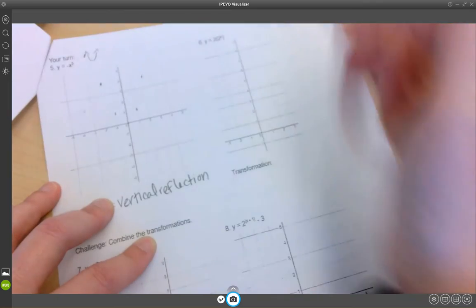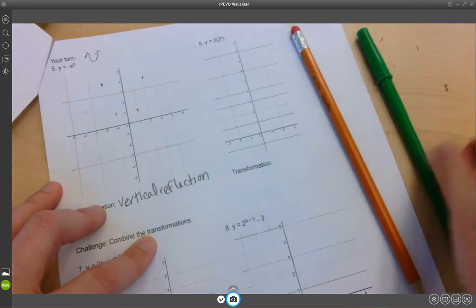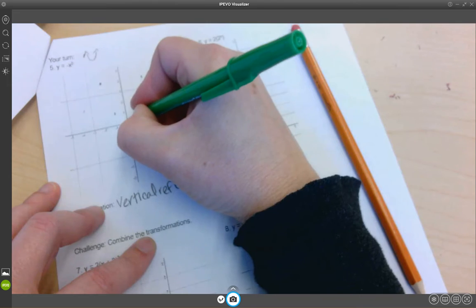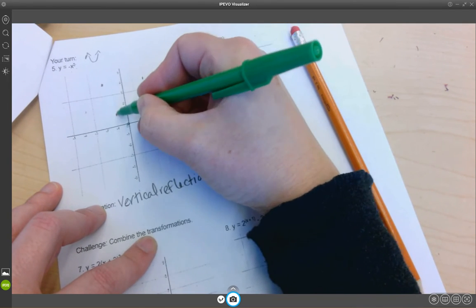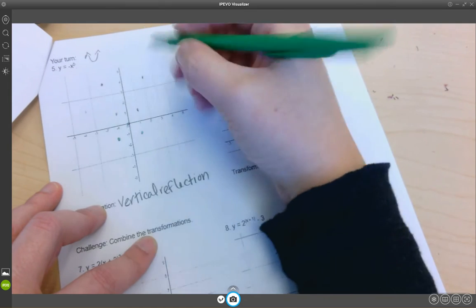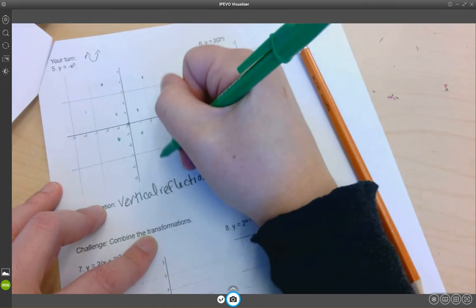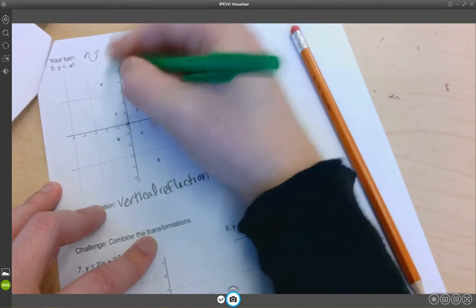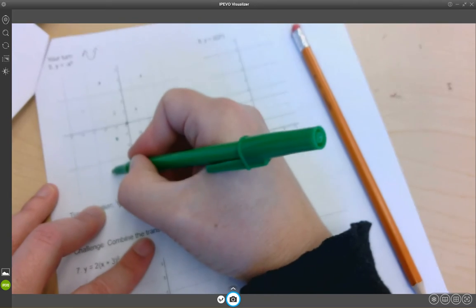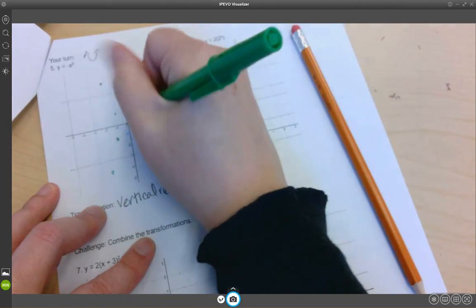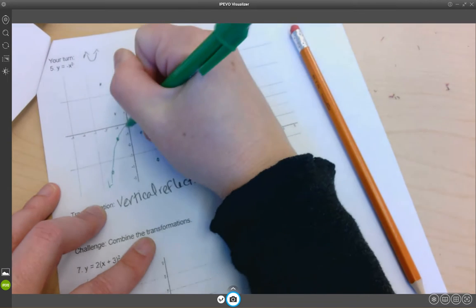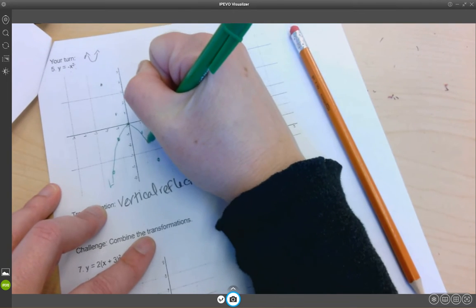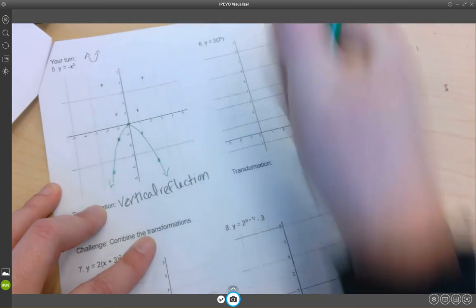Okay, and then you want to reflect those vertically. So the (0, 0) will stay there, and then this one will reflect, this one will reflect, and here as well, reflect vertically. Okay, so now you have your parabola, you sketch it in, and then you can get rid of the points from the parent function.